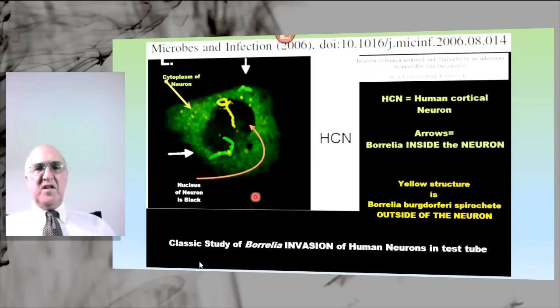This is a human neuron, nerve cell, human cortical neuron, HCN. The black is the nucleus. The pale green is the cytoplasm. And then the white arrows point to green Borrelia.